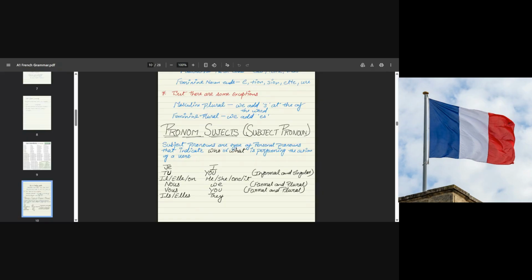Okay. Next, il, elle, and on. It means he, she, it, or one. Next is nous. Nous, which means we. Formal and plural we. Vous. Vous means you. Formal and plural you.